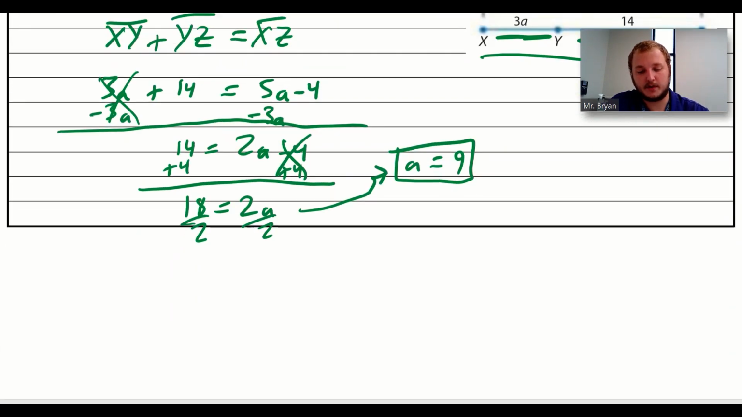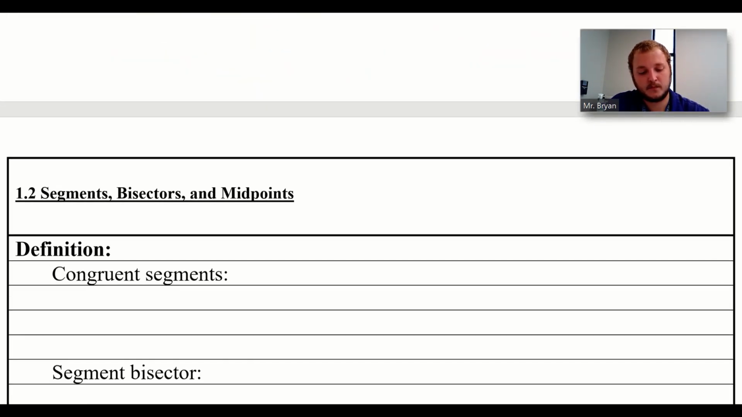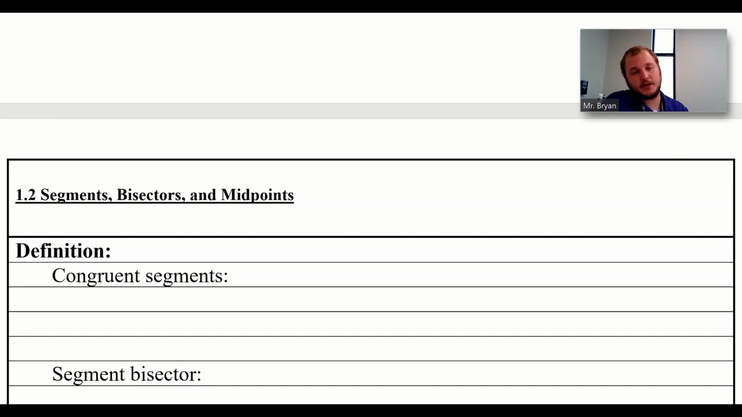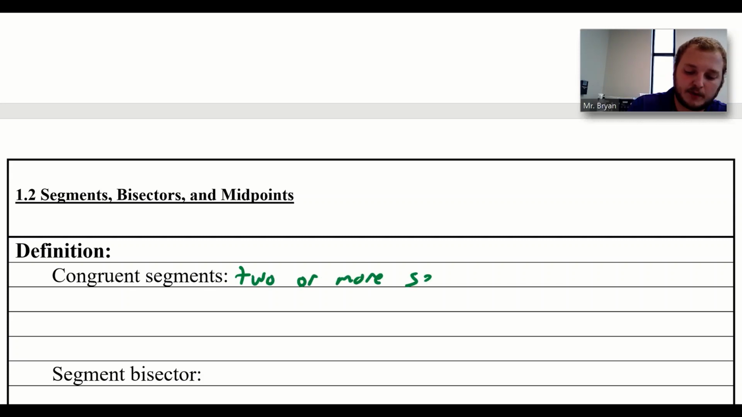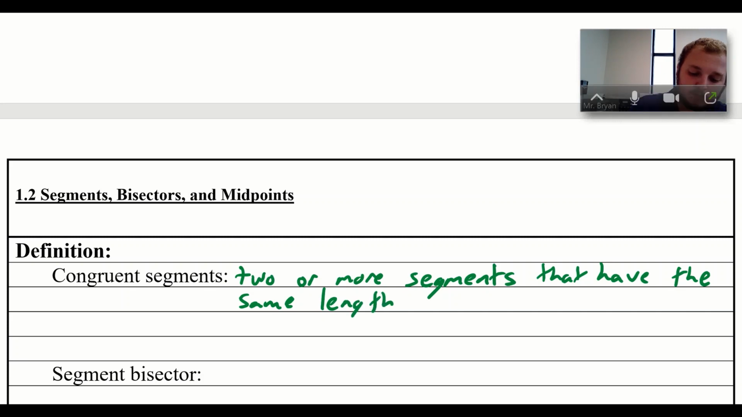A few other things that we need to talk about as well, something that we'll see a lot in geometry. Next definition here is going to be congruent segments. If you hear that word congruent, that just means two or more segments that have the same length. They are congruent, or in other words, they're equal in length.